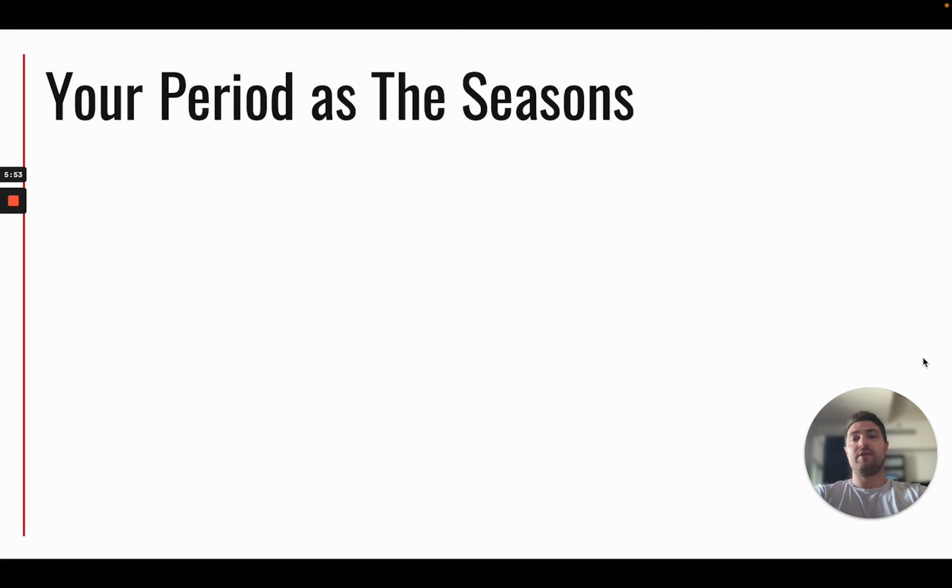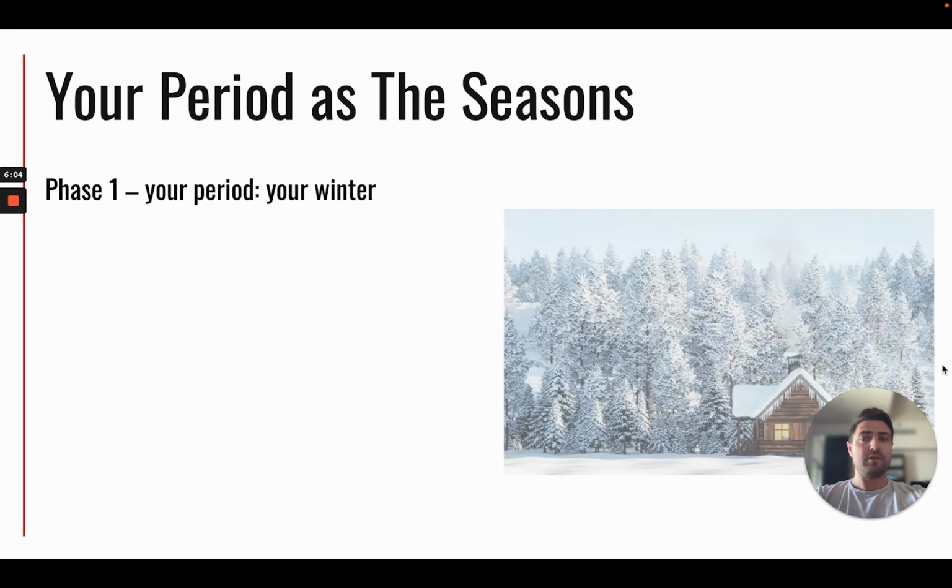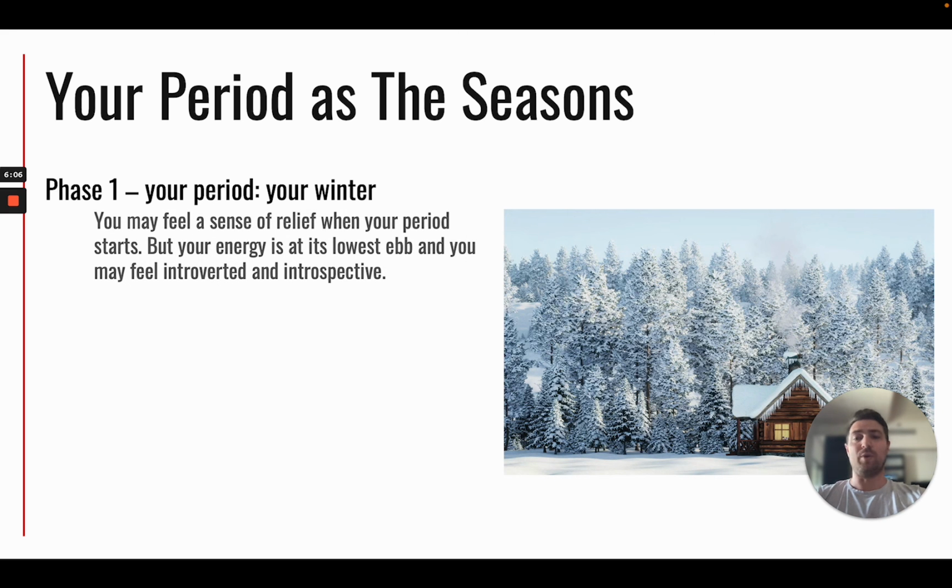Cool, and then this is something that I've learned about from a book. It's called Period Power, but basically it explains your period as the seasons. So phase 1 is your winter. You may feel a sense of relief when your period starts, but your energy is at its lowest, and you may feel introverted and introspective. So if you think about winter, you want to stay in all the time, the days are shorter, you need more rest, and you just feel less energetic. This is similar to when you're on your period.